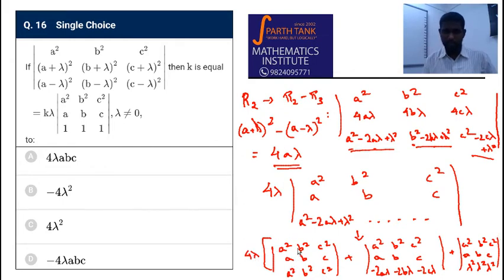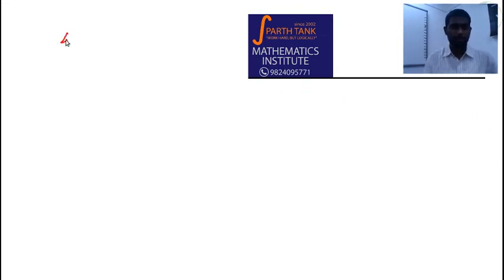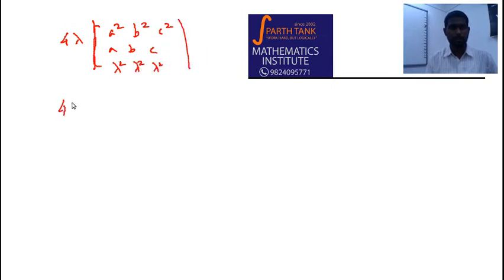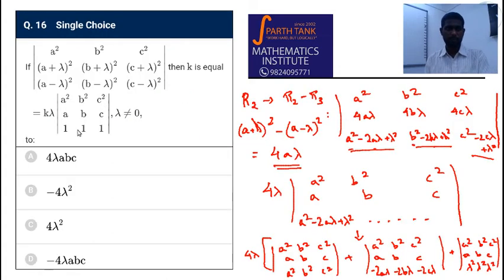Now this determinant is 0 because its first and third rows are identical. This determinant is also 0 because these 2 rows are proportional, a multiple of 2 lambda. So only this would remain. So I get 4 lambda times the determinant a squared, b squared, c squared, a, b, c, lambda squared, lambda squared, lambda squared. And if I take lambda squared out, I get lambda cubed times a squared, b squared, c squared, a, b, c, 1, 1, 1, which is of the form here.